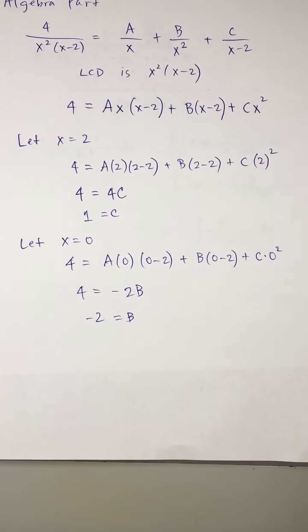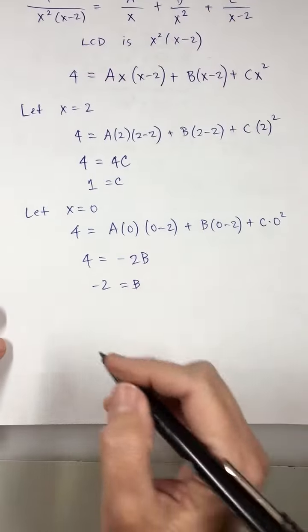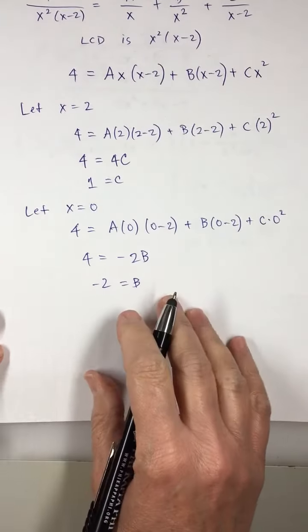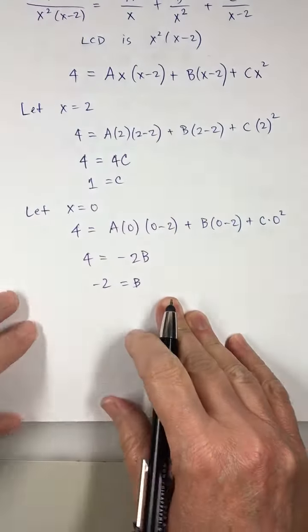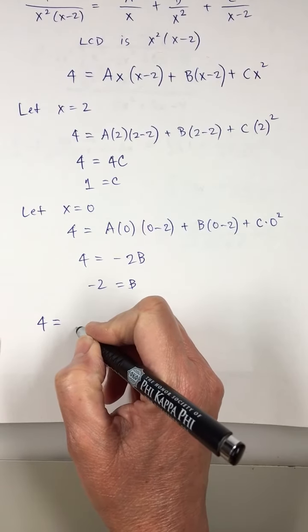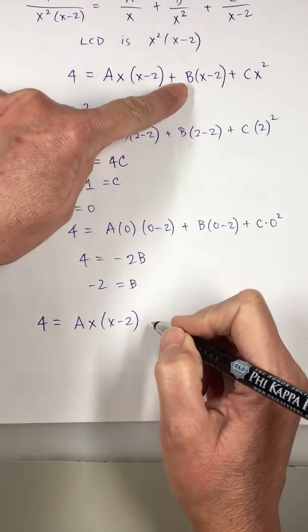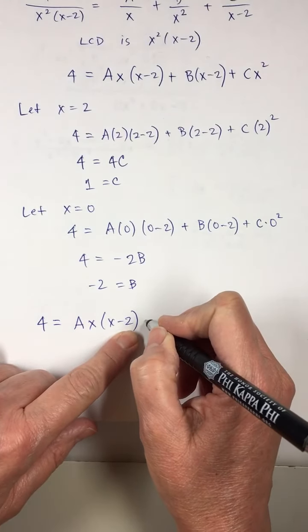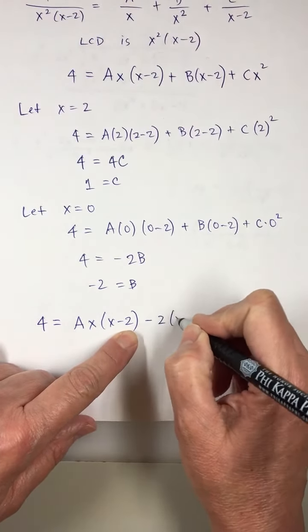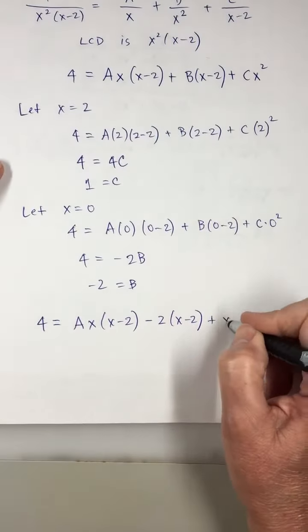Now at this point, I still need to find a. I could maybe go ahead and plug in what I know is c and what I know is b, and maybe you want to pick a different number for x and see what happens. But let me go ahead and plug in the numbers that we found. So we'll have this. 4 equals, don't have a yet, ax times x minus 2. b was negative 2, so minus 2 times x minus 2. And then c was 1, plus 1 times x squared is just x squared.